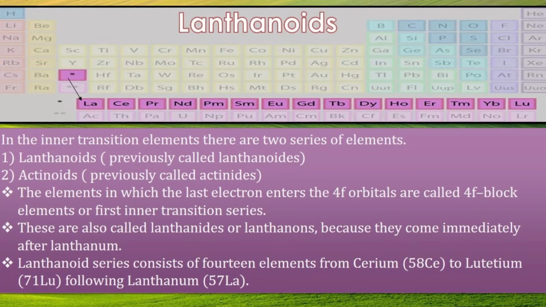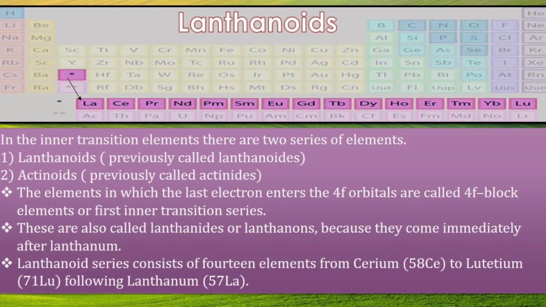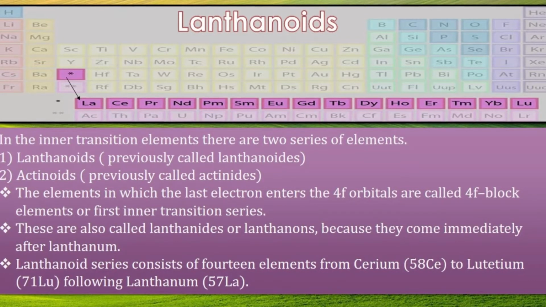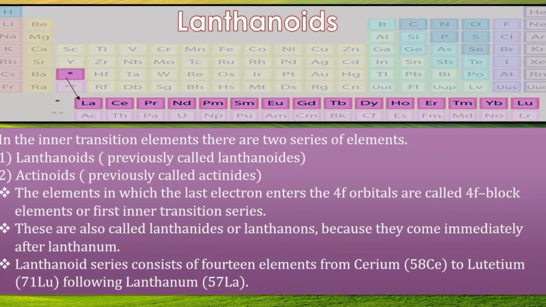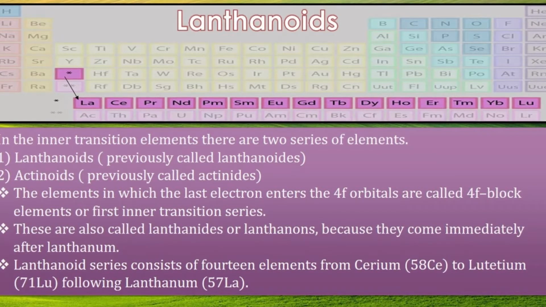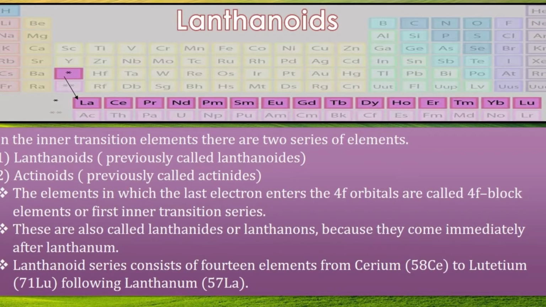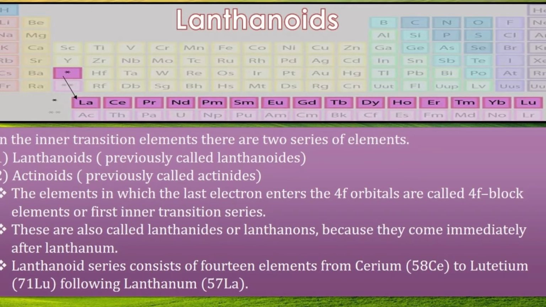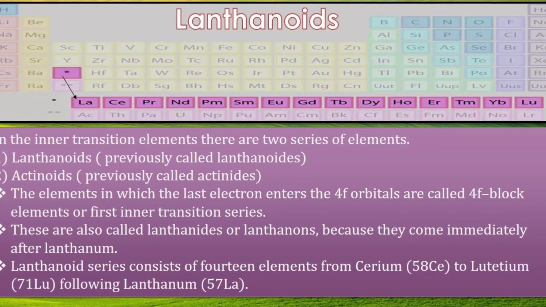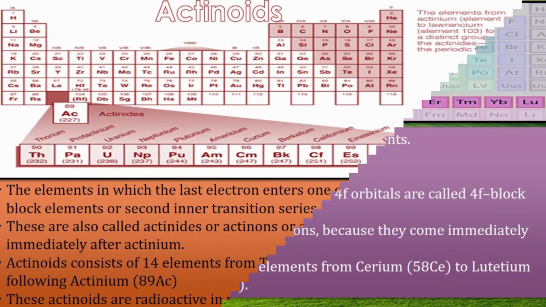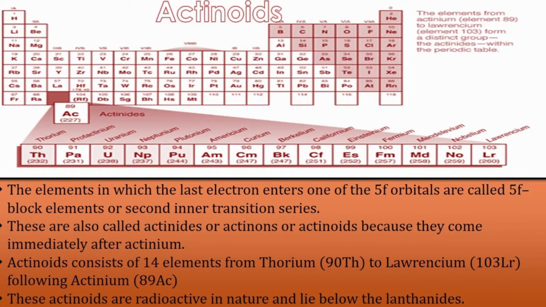The element lanthanum, which is the first element of the third transition series, closely resembles lanthanoids. So it is included in the discussion of lanthanoids. The lanthanoid series consists of 14 elements from cerium to lutetium. Now let's see about actinoids.